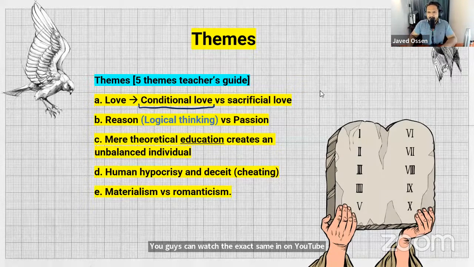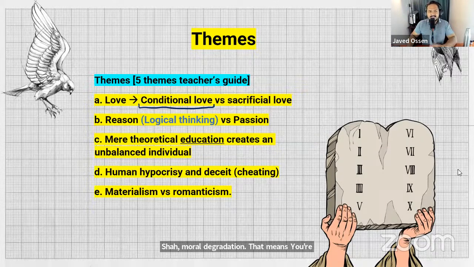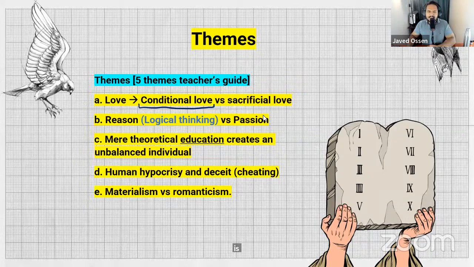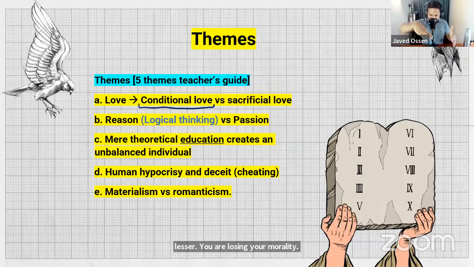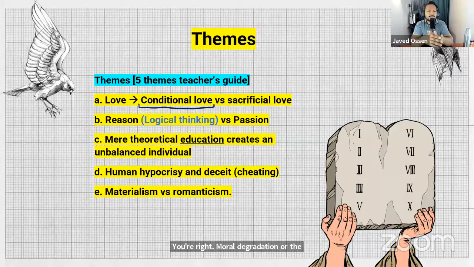Moral decline. Moral degradation is what you think, right, Shahil? Moral degradation means your morality is becoming lesser. You are losing your morality. That right there is not exactly a theme. Yeah, you're right, it's there. Moral degradation, or morality getting lost, is also kind of a theme in The Nightingale and the Rose. We'll talk about that, okay?